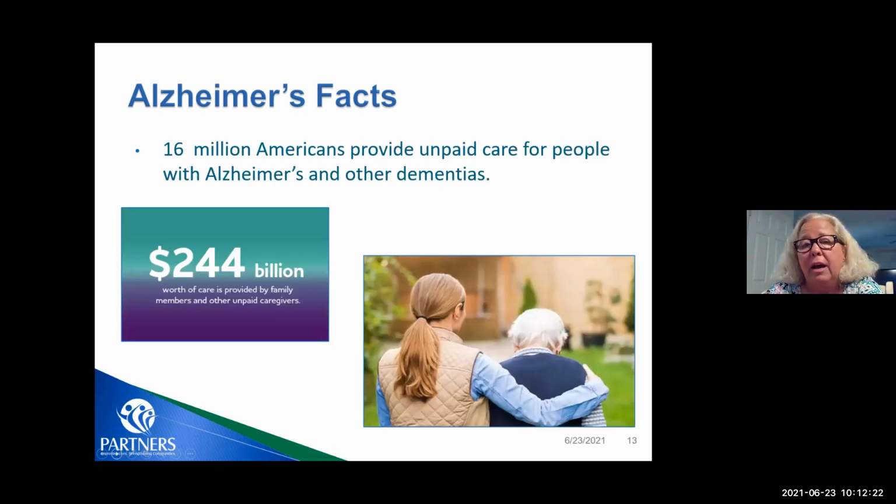It also involves a large segment of the population so far as family caregivers and other folks who provide support for people with Alzheimer's. Estimates are there are somewhere in the neighborhood of 16 million Americans providing unpaid care for people with Alzheimer's and other dementias. And just an idea of what that represents, if those were paid caregivers instead of unpaid caregivers, that would be in the neighborhood of $244 billion worth of care provided by family members and other unpaid caregivers. So that's hours and hours of labor that's volunteered by family caregivers.